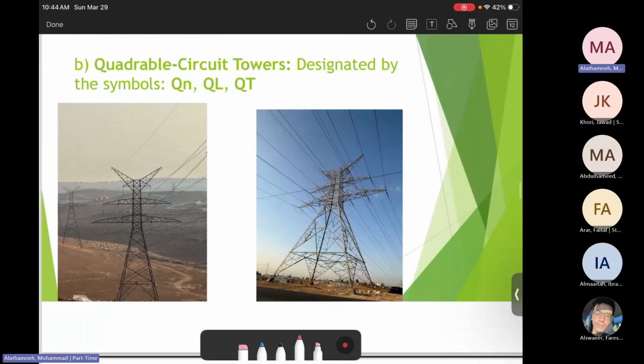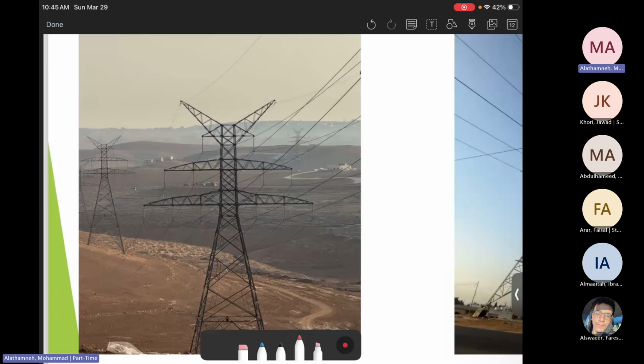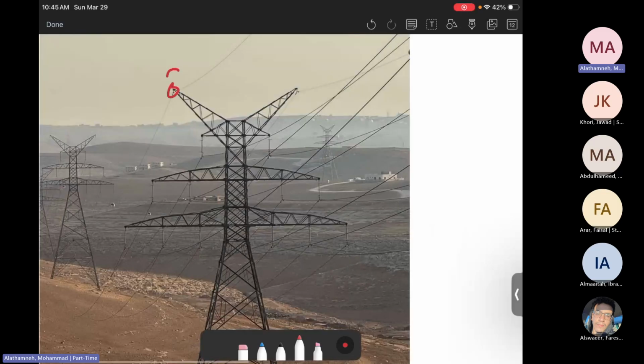Now, this is another part, it's called the quadruple. Quadruple means 4 circuits. And the symbol of the quadruple is the letter Q. Then the quadruple can be like this. Let me zoom here. This is earth 1, earth 2, and by the way, this is 132 kilovolts.